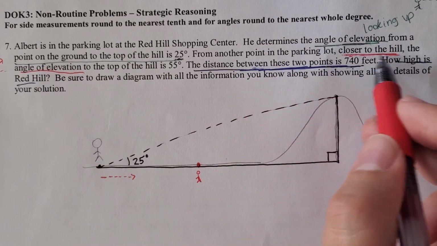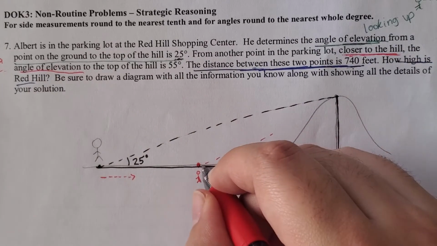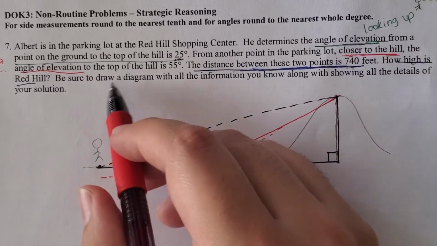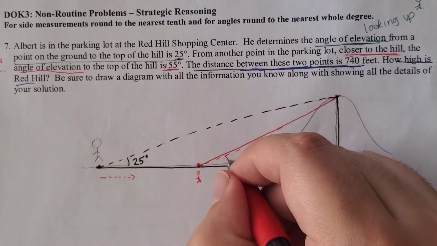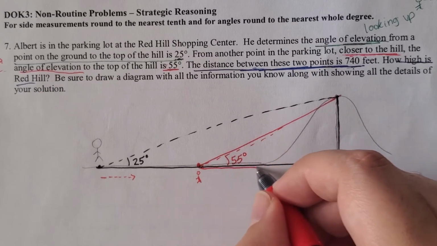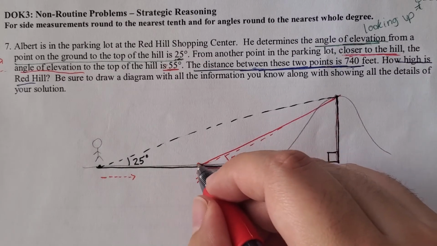From another point closer to the hill, the angle of elevation, so he's still looking up. Let me draw actually a solid line this time, is 55 degrees. So this right here is 55 degrees. So notice now I came up with another triangle, this red one over here, which still uses this part, but now it's from another point right over here.